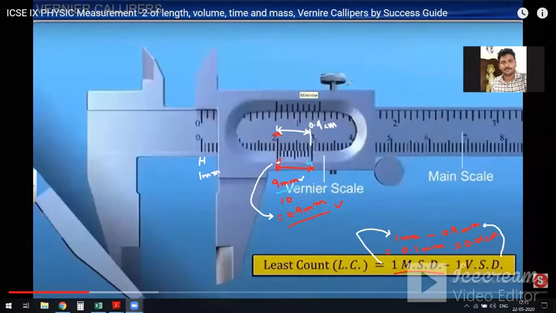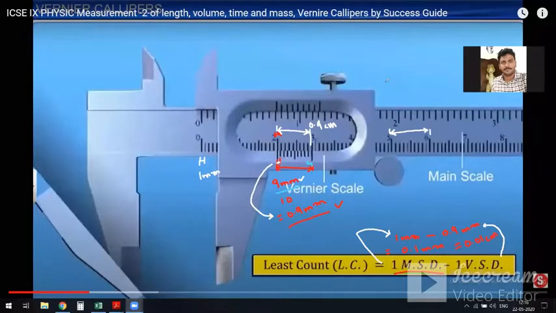One of your friends is saying that the distance between 2 and 3 is 9 divisions, right? Yes, the distance between 2 and 3 is 9 divisions, and that is for the vernier scale. Vernier scale is matching from 2 to the 9th division, whereas on the main scale we have the distance between 5 and 6, and it is 1 centimeter. Vernier scale is 9 mm, but your main scale is 1 centimeter.